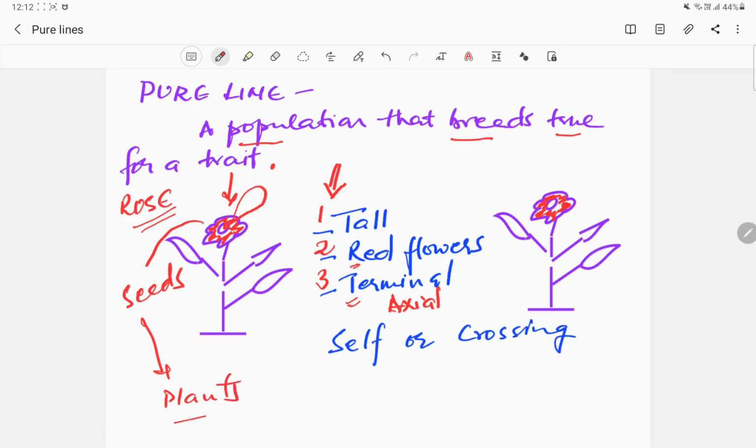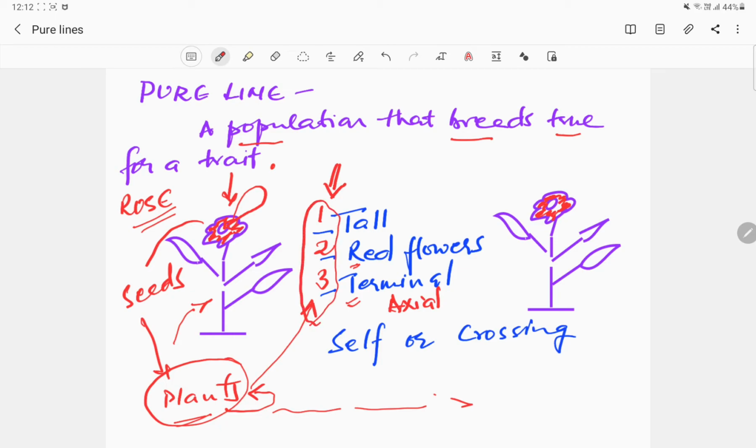Now, if all the plants that are formed retain all the characteristics, all the traits exhibited by the parent, then we say we have a pure line. And if these plants are self-fertilized again, no matter how many generations pass, the characteristics are retained. If the characteristics are retained generation after generation, we say that the particular population is breeding true for certain traits. And thus, all of these plants are known as pure lines.